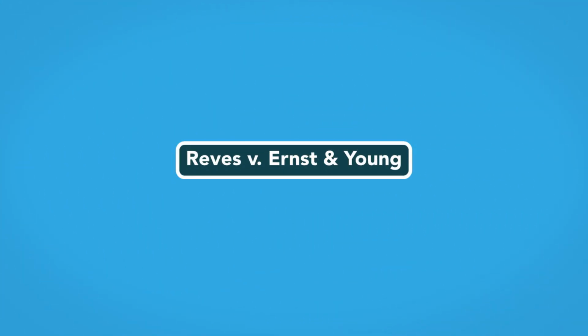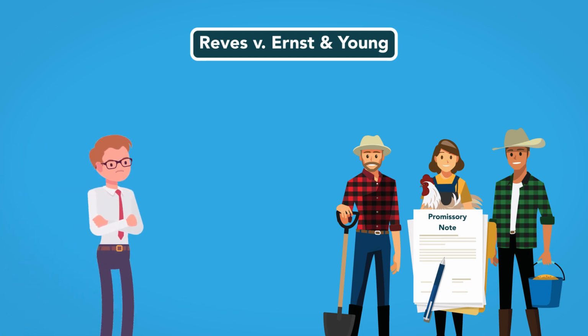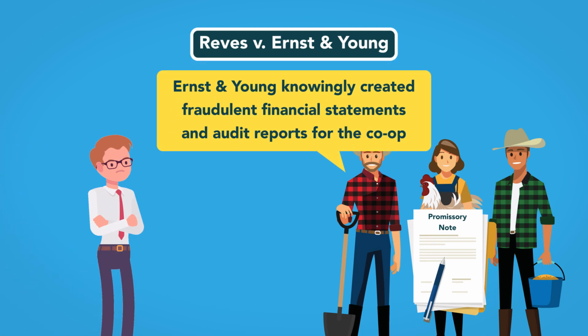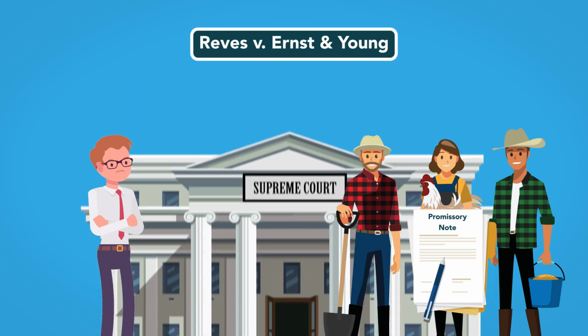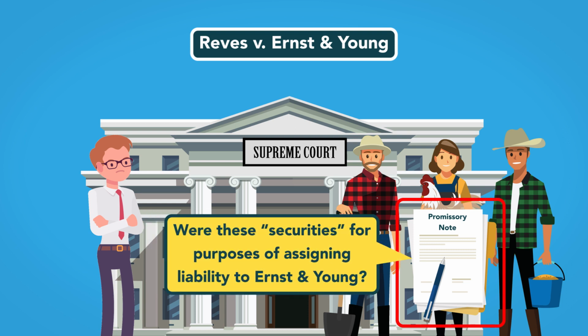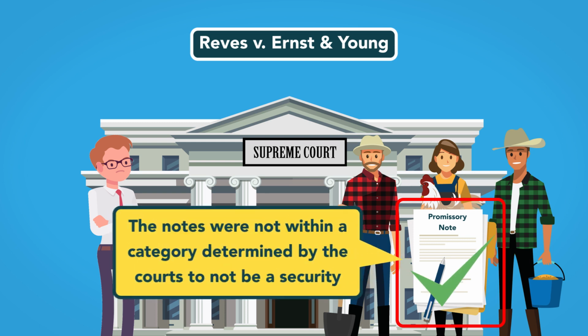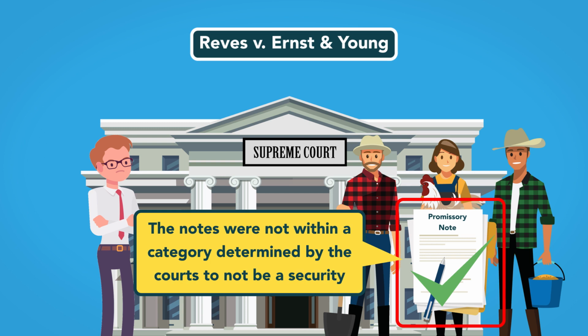In Reves versus Ernst & Young, the note holders of a farmers' co-op filed a lawsuit against the co-op's accounting firm, Ernst & Young, alleging that Ernst & Young knowingly created fraudulent financial statements and audit reports for the co-op. The Supreme Court had to determine whether promissory notes sold by an agricultural cooperative were securities for purposes of assigning liability to Ernst & Young. It held that the promissory notes were securities because the notes were not within a category determined by the courts to not be a security.